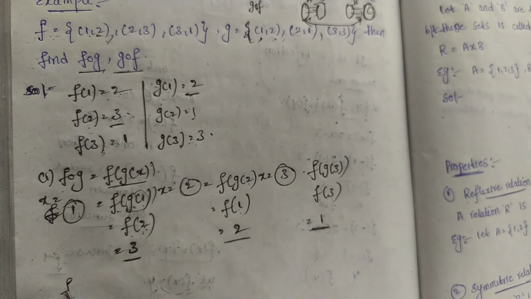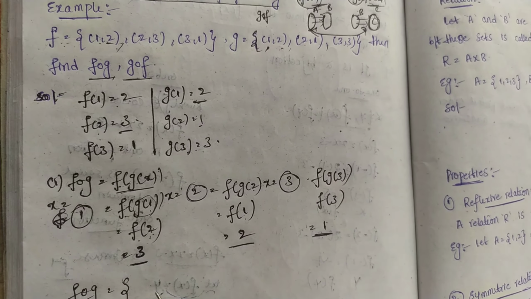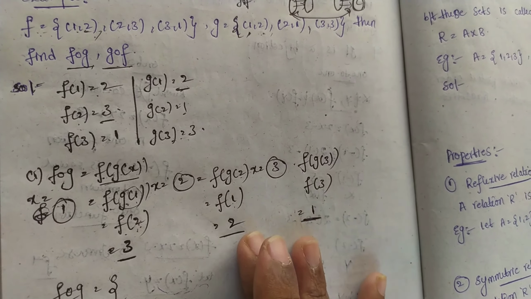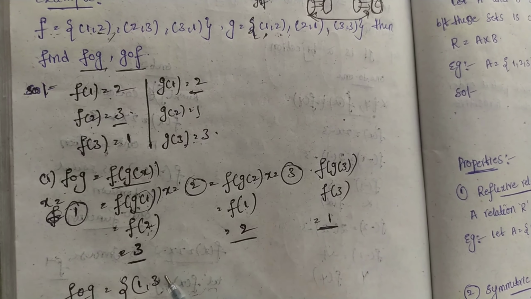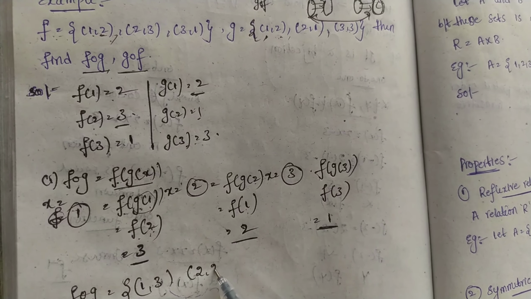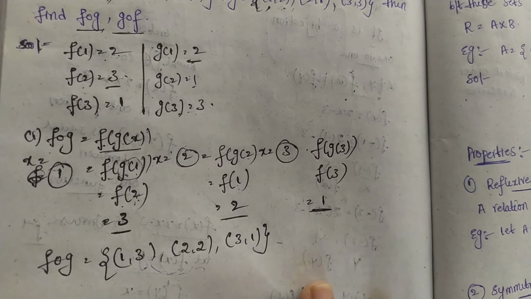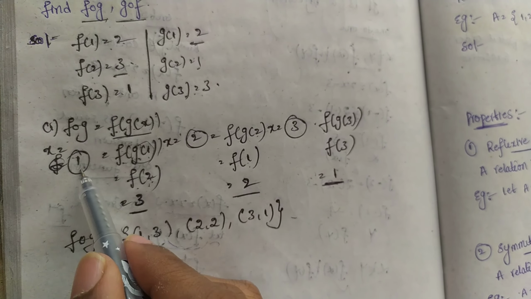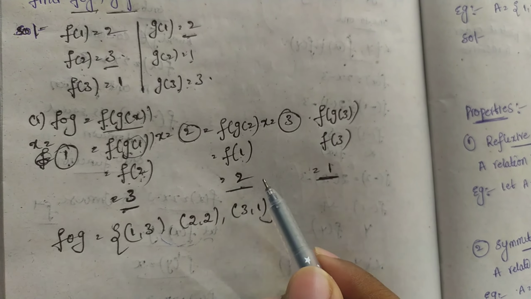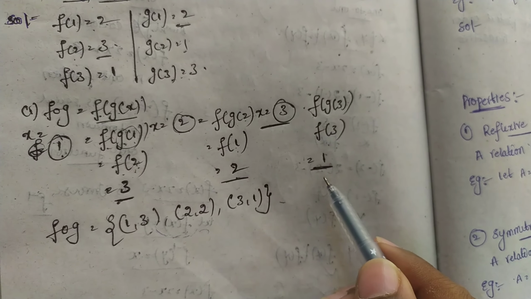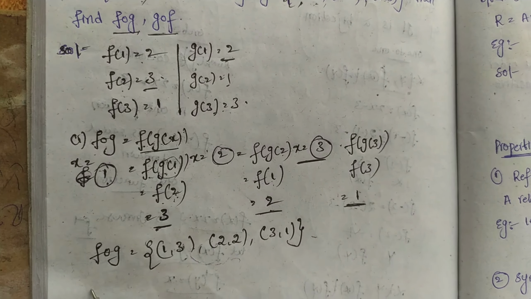Here f circle g equals to values are 1, 3, 2, 2, and 3, 1. Because here when we take x value equals to 1 we get 3, and when we take x equals to 2 we get 2, and when we take x equals to 3 value we get 1. We write like this for f circle g of x.